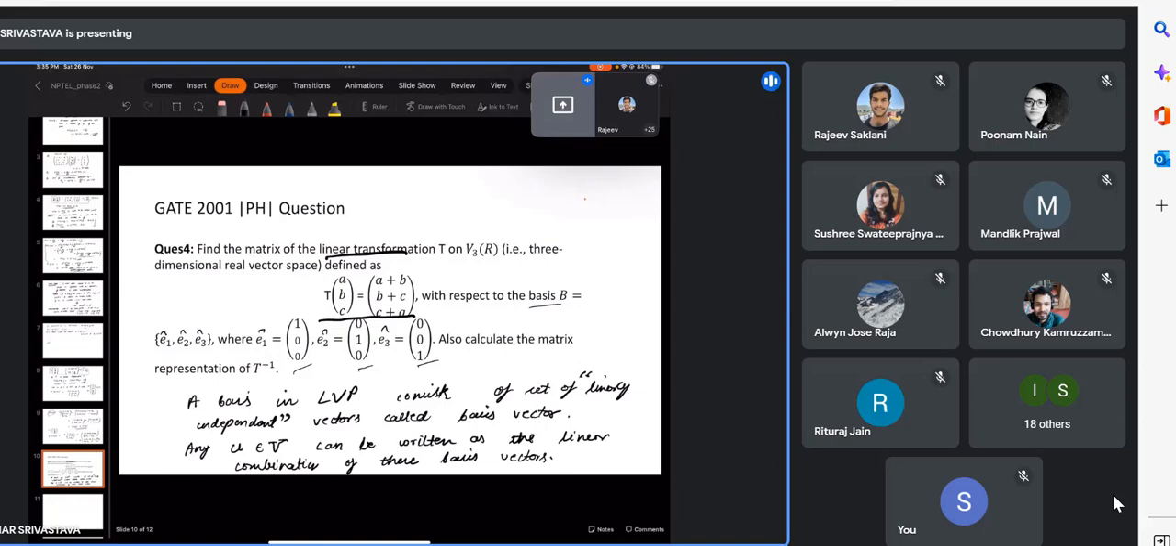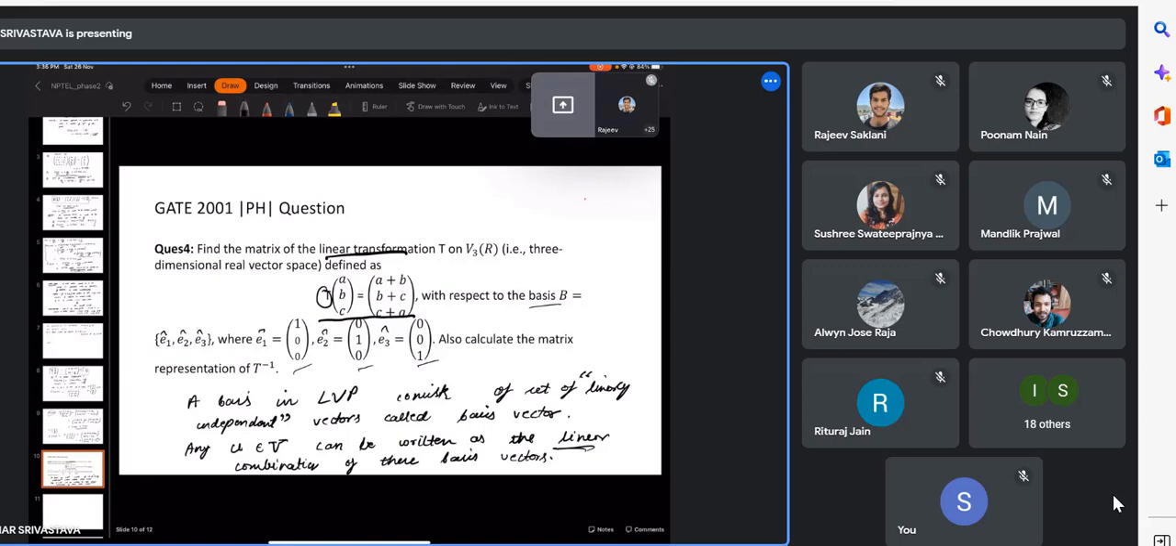So a basis in a linear vector space consists of a set of linearly independent vectors, called basis vectors, and any other vector which belongs to this vector space can be written as a linear combination of these basis vectors. So in this question, these basis vectors are (1, 0, 0), (0, 1, 0), and (0, 0, 1). You need to find this transformation matrix T, and then you have to also calculate the inverse of this matrix.